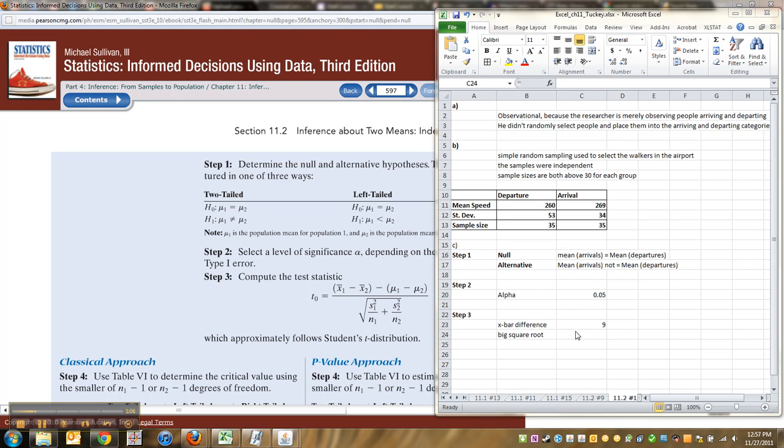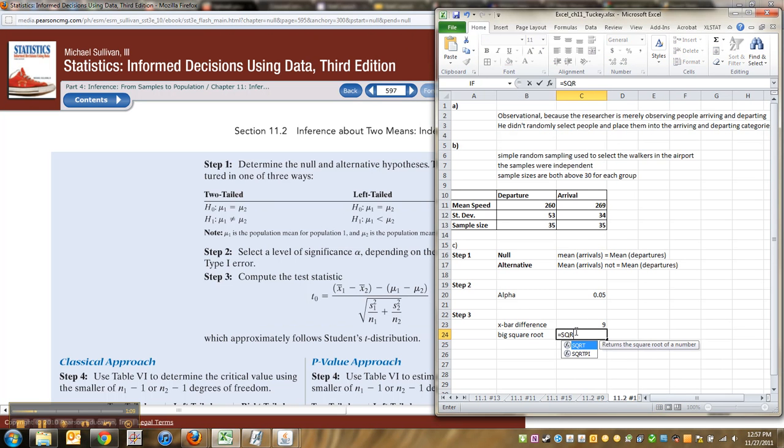So now I need this big square root thing. So equals SQRT. And then it's just like before, we're going to have to take S1 squared divided by N1 plus S2 squared divided by N2, which is sample size. There we go. Now, why am I doing all of that separately? You don't have to if you don't want to, which I didn't in the last video. But it helps when you have to make your confidence intervals later on, which I'm not actually going to do with you, but it's nice.